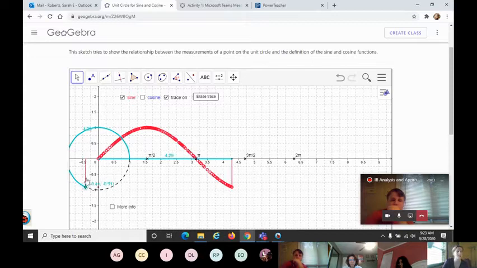And now it flips down to negative because we're below the x-axis. Okay, so we're going to go down and we hit 3 pi over 2. So we should hit -1. And then we go all the way back up, and we get back to where we started. So we've done one full period of the sine graph.